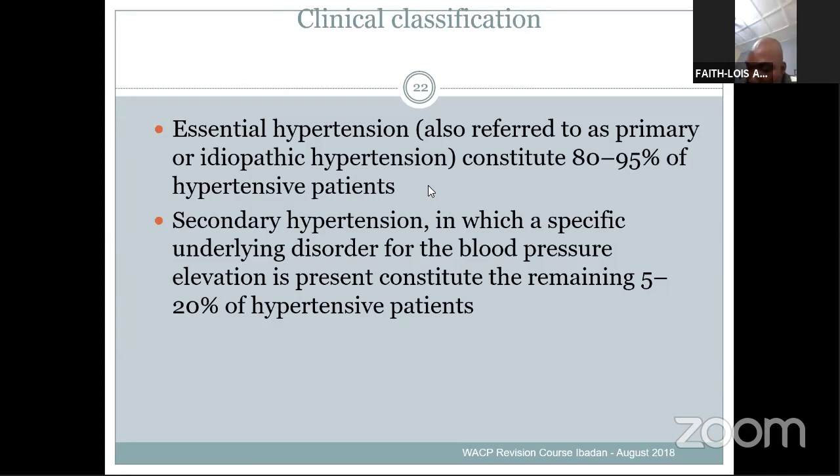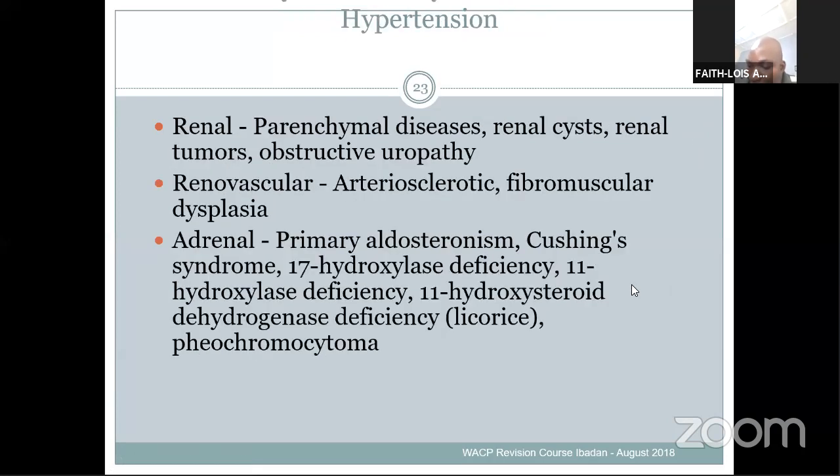Of course, from that slide, you can see the renal causes. You can see the renovascular causes, that means vascular disorders of the kidneys, and also adrenal glands. Adrenal glands are just above the kidney. Some other conditions like aortic coarctation, obstructive sleep apnea, and some other disease conditions which I would not want us to be bothered about. People that take steroids could also develop secondary hypertension.